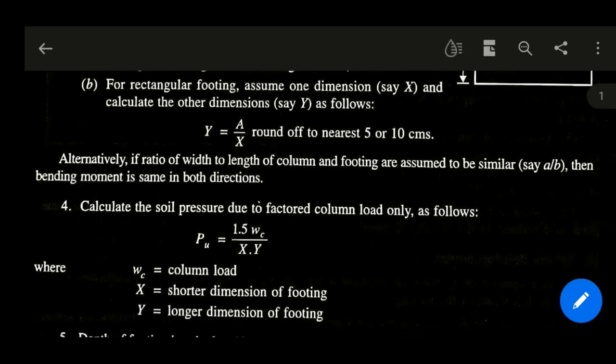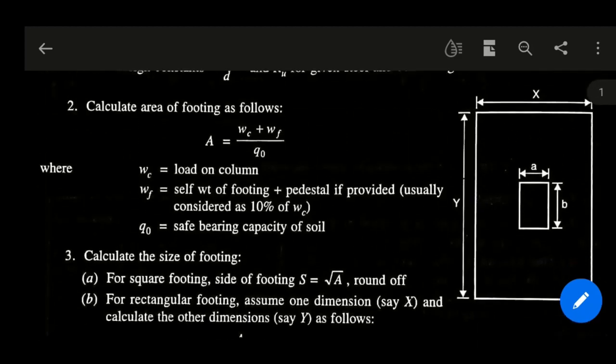Number 4, we have to calculate the soil pressure due to factored column load only as follows. PU, that is the factored soil pressure, is equal to 1.5 WC by X into Y. That means the area. In case of square footing, that will be A. Here 1.5 is the factor which is multiplied with this value to make it factored soil pressure. WC is the column load, X is the shorter dimension of footing, and Y is the longer dimension of footing, just like this.